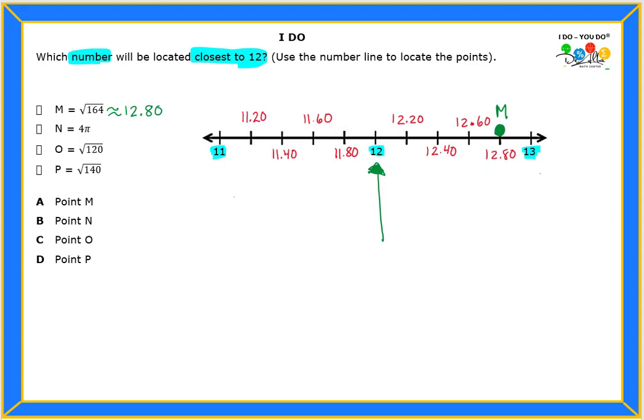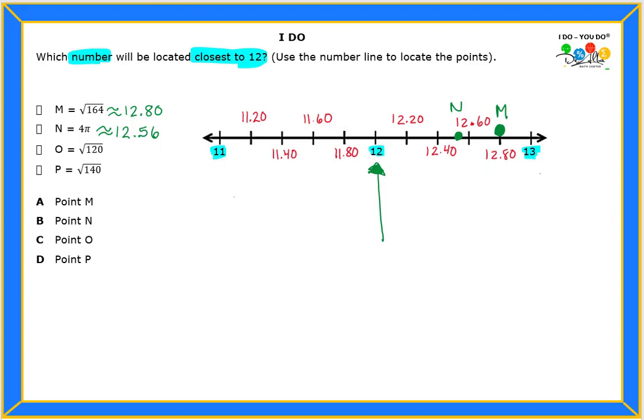What about N? 4 times pi. What's the approximation for that? Well, that is very close to 12.56. So I'm going to come back to my number line. If this is 12.40 and this is 12.60, then 56 has to be very close to that one right there. It's closer to the 0.60. And this will be N. So that's a little bit closer than M, right?